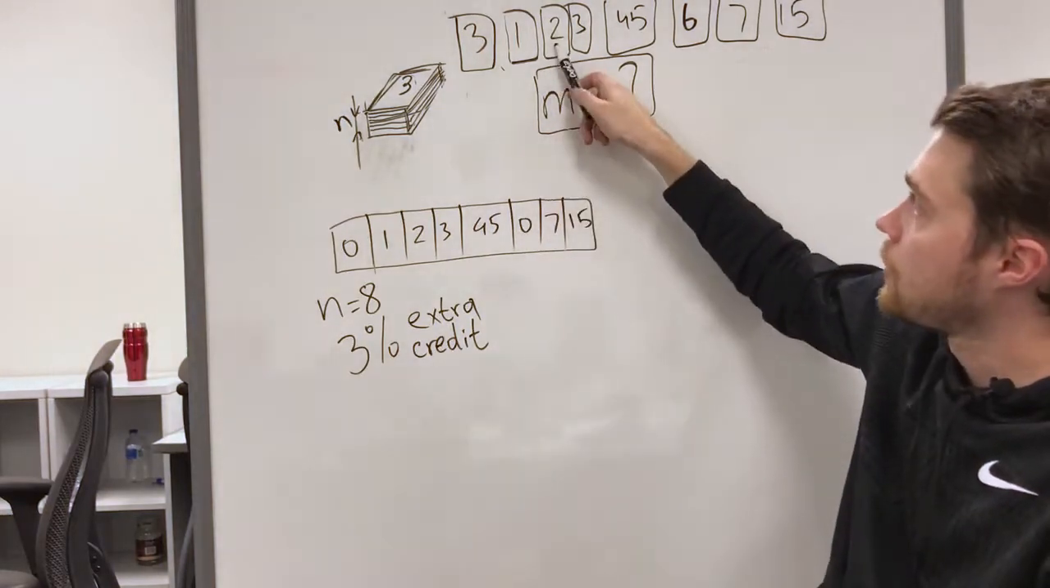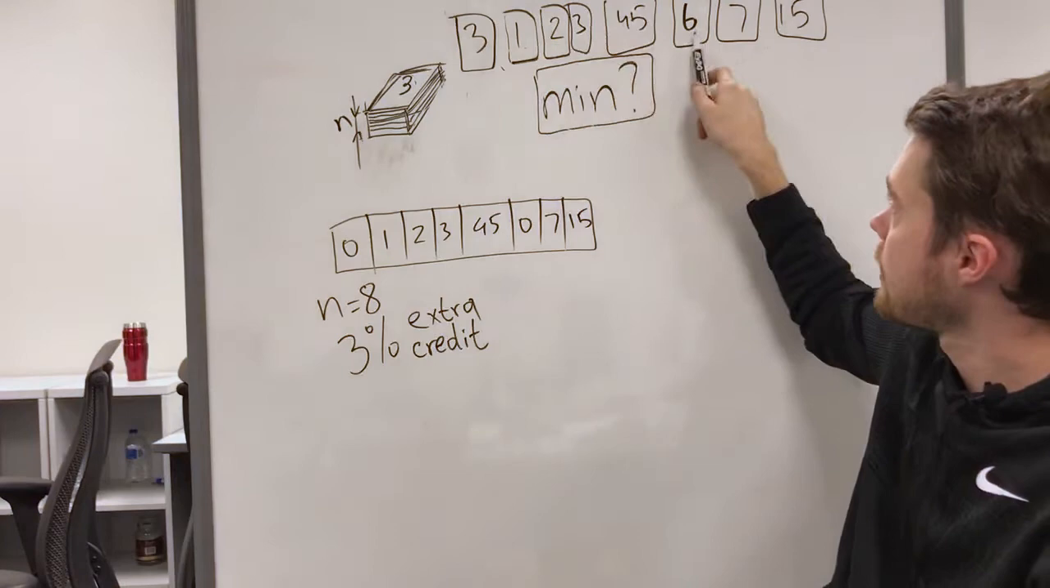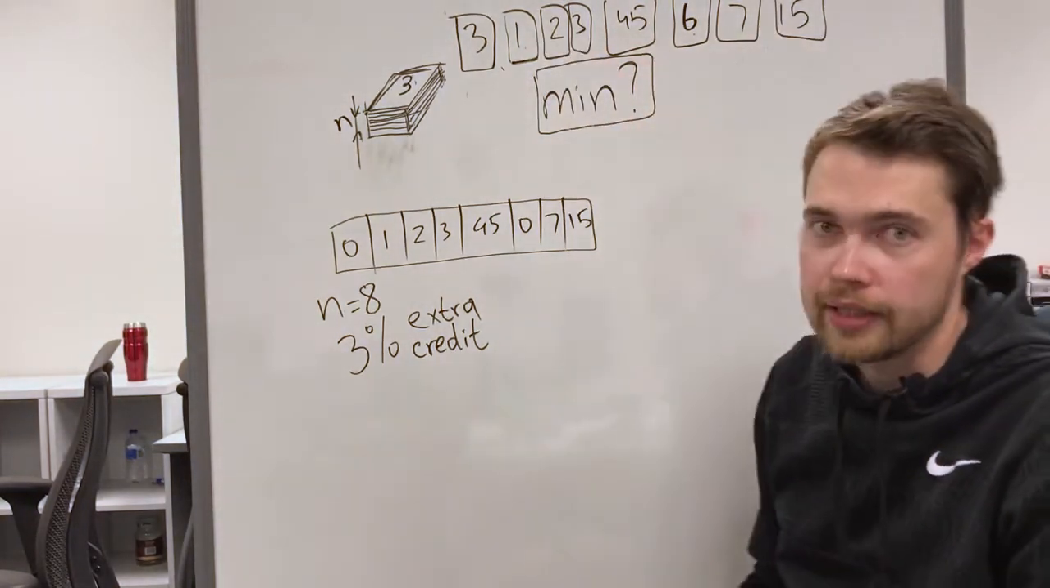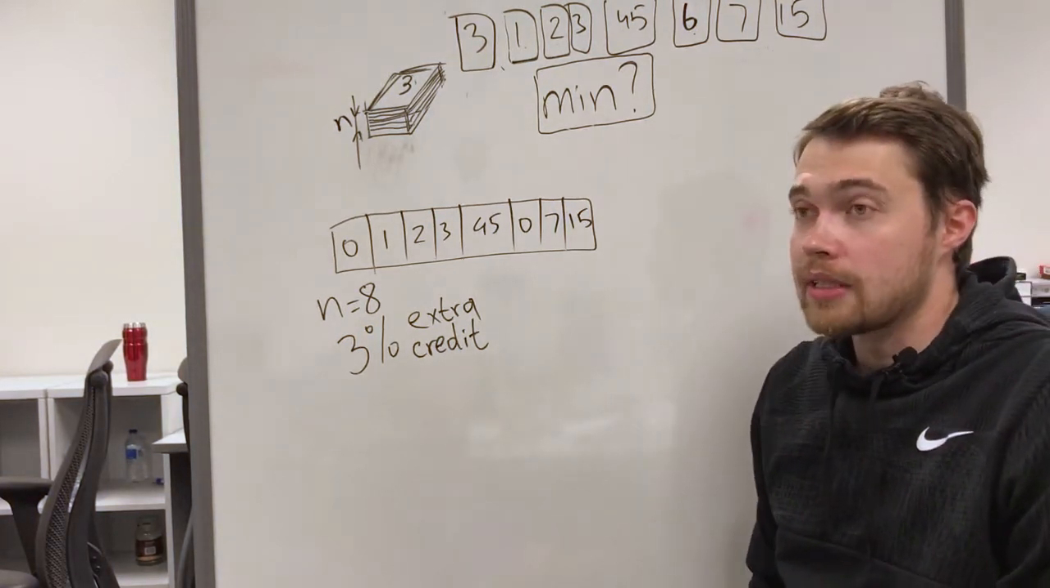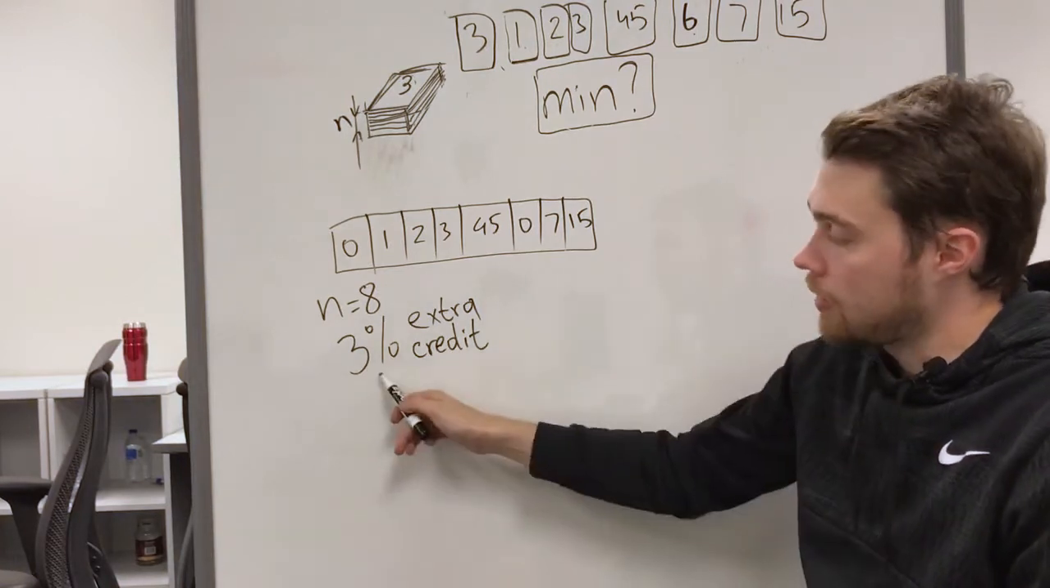Then take a look at 2. 2 is greater than 1. 3 is greater than 1. 45 is greater than 1. 6 is greater than 1. 7 is greater than 1. 15 is greater than 1. And then you can declare 1 to be your lowest value. So this problem is a bit more difficult, I guess much more difficult, and that's why it's worth 3% extra credit.